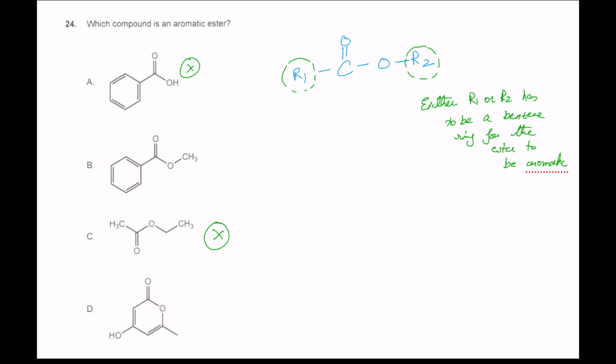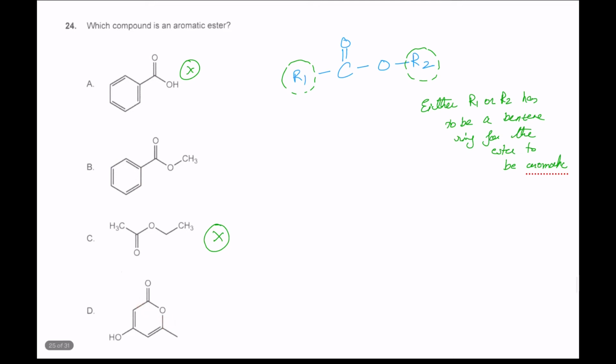So in this case this is an ester, but it's not an aromatic ester because it's not attached to a benzene. So only in option B, you have a benzene attached, and you have the C double bond O, single bond O, CH3. So option B would be the correct answer to this question.